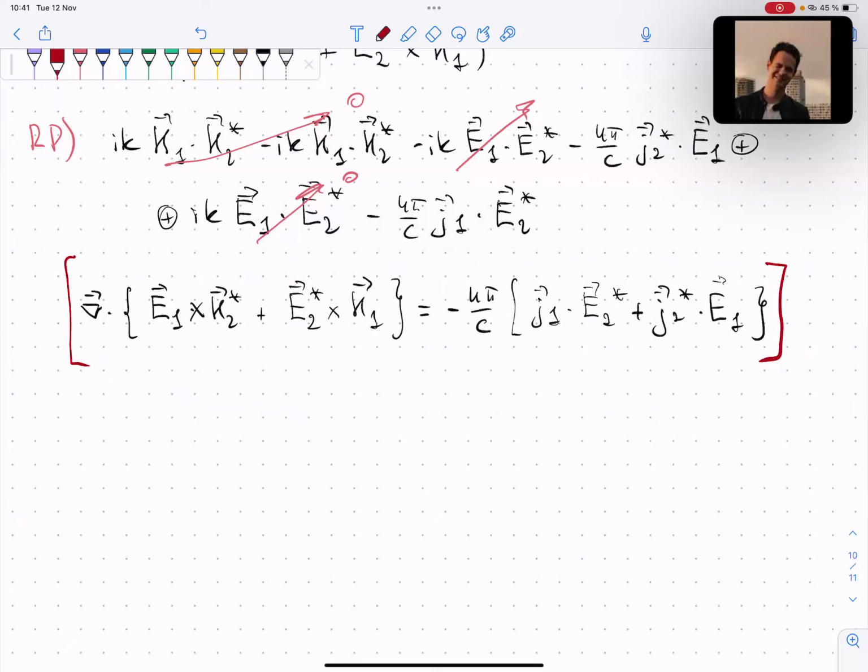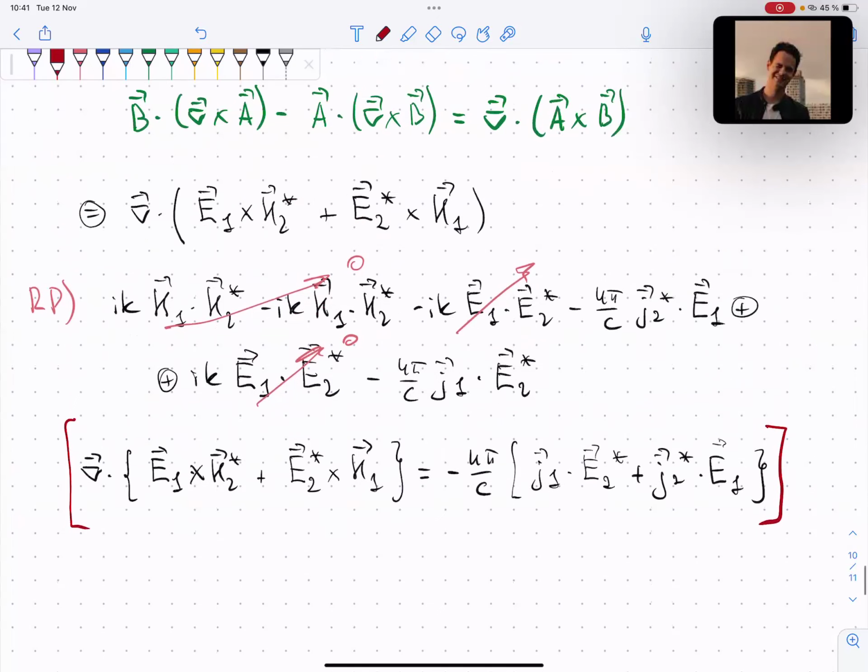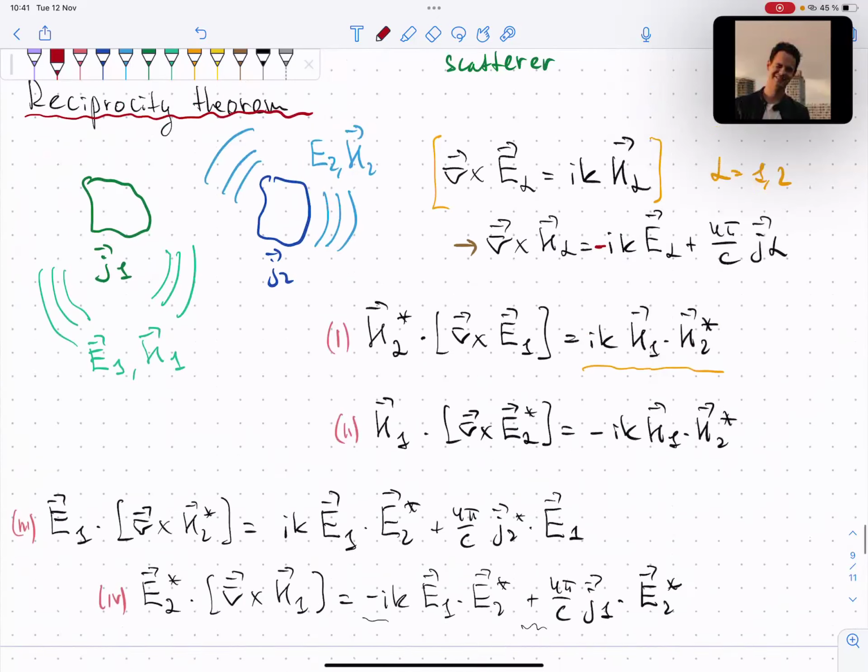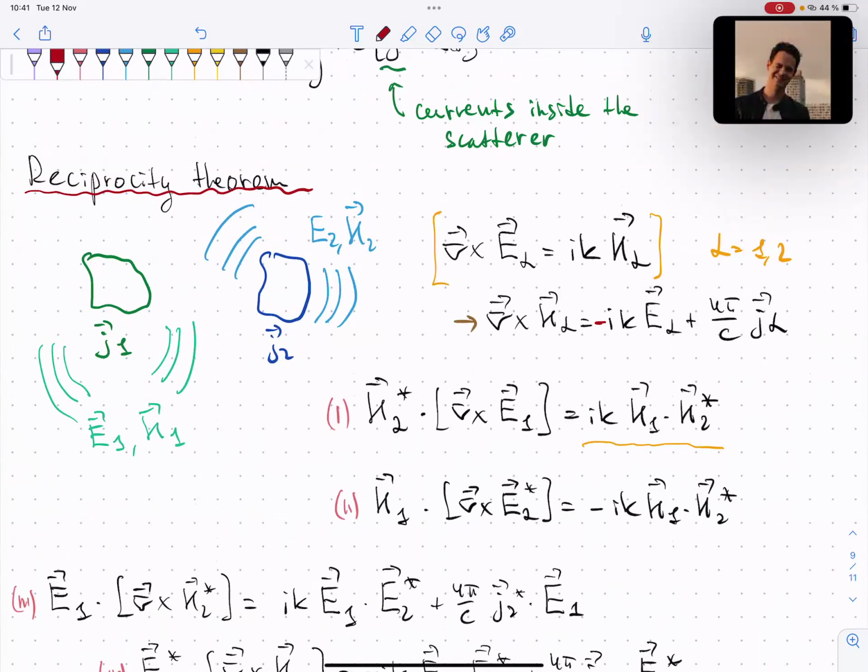In general, you can derive this reciprocity theorem for any two sets of Maxwell equations. So here we had just two currents in the same media, so mu and epsilon are the same everywhere.